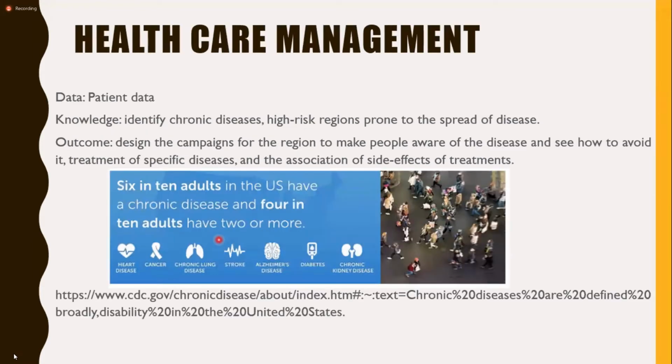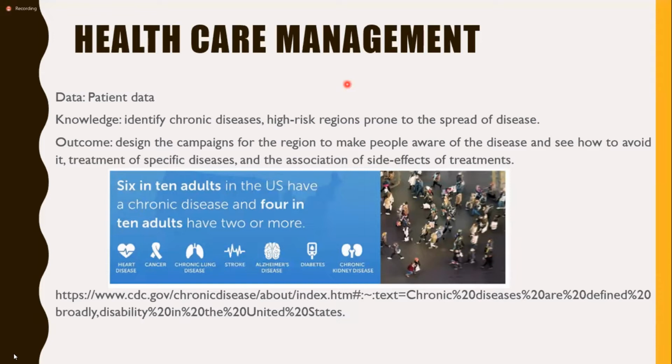Next one is healthcare management. In healthcare management, the data will be patient data. Patient data means patient age, name, the date on which the patient was admitted, what the symptoms are, and what disease was identified. All these are patient data. And knowledge could be identifying chronic diseases and high-risk regions which are prone to disease spread. Chronic diseases are diseases for which continuous medication is needed.